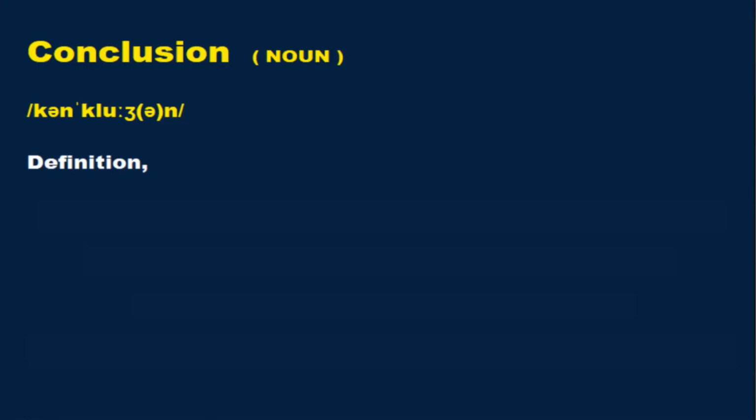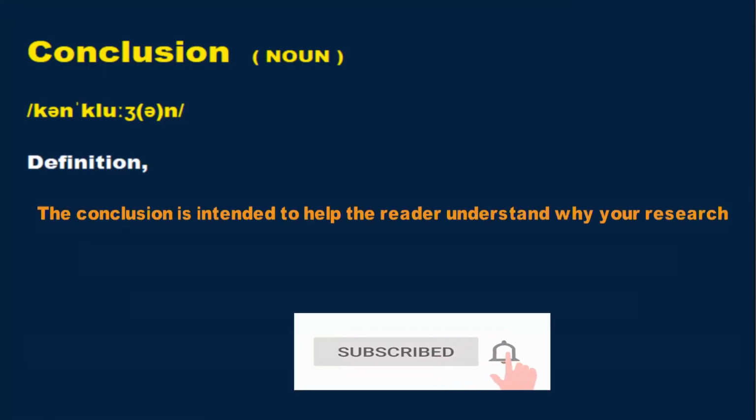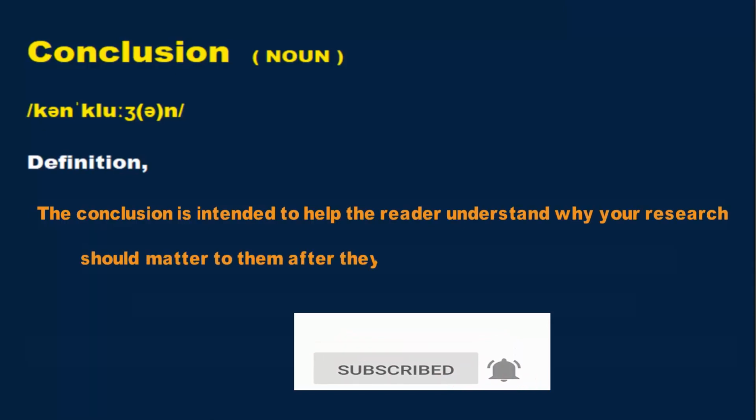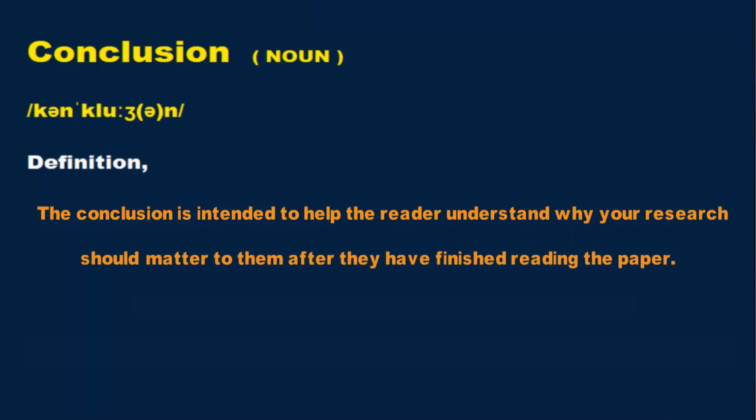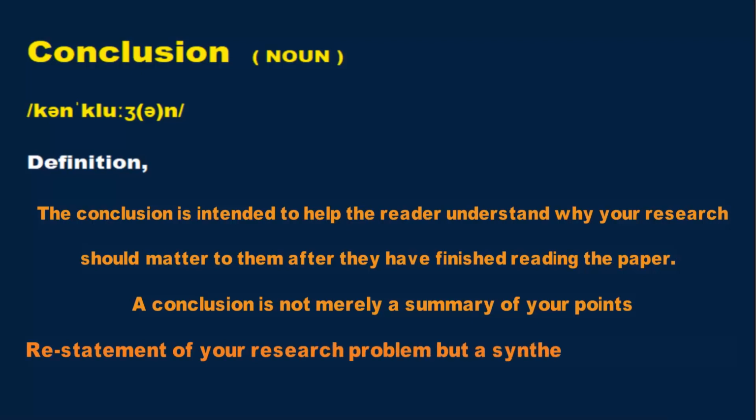First, we need to understand what a conclusion is. The conclusion is intended to help the reader understand why your research should matter to them after they have finished reading the paper. A conclusion is not merely a summary of your points or a restatement of your research problem, but a synthesis of key points.